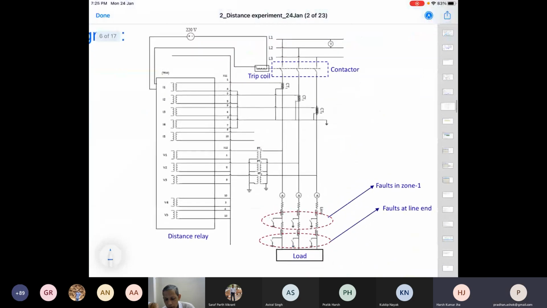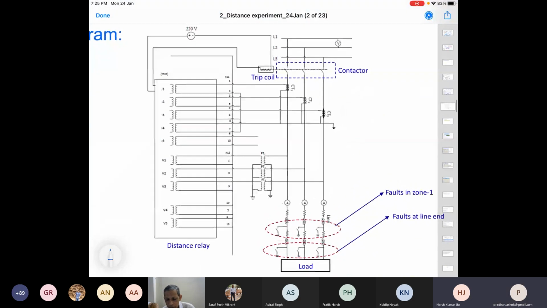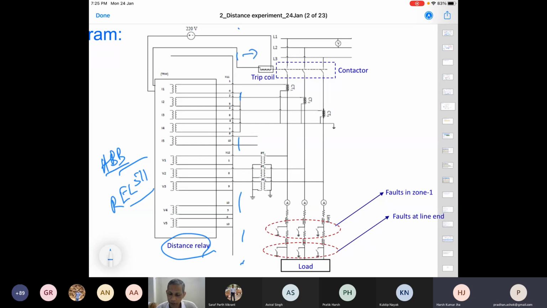So now let us consider the circuit diagram of the system that we use in the laboratory. This is the distance relay part, REL 511, by ABB. You consider this part, from this to this part. But this part towards the right, you can see our arrangement of the system.